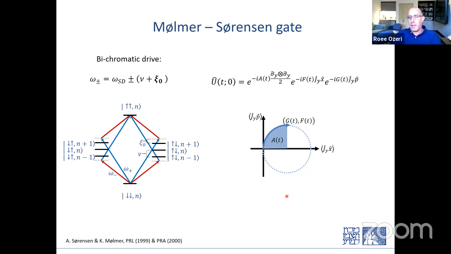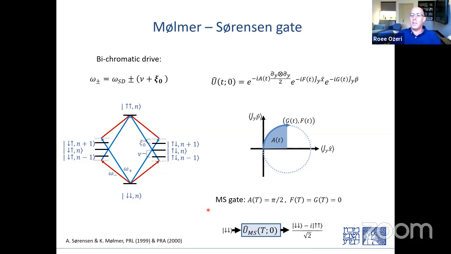In order to get a valid entanglement gate, I have two requirements. One requirement is that the trajectory closes at the end of the gate, so both the position and momentum displacements are zero at the end of the gate. And also that the area encircled, in units of h, is exactly pi over two. If these two conditions are met and I start with both my ions in the down qubit state, after the gate ends I'm going to be in an equal superposition of both ions in the down state and both ions in the up state.